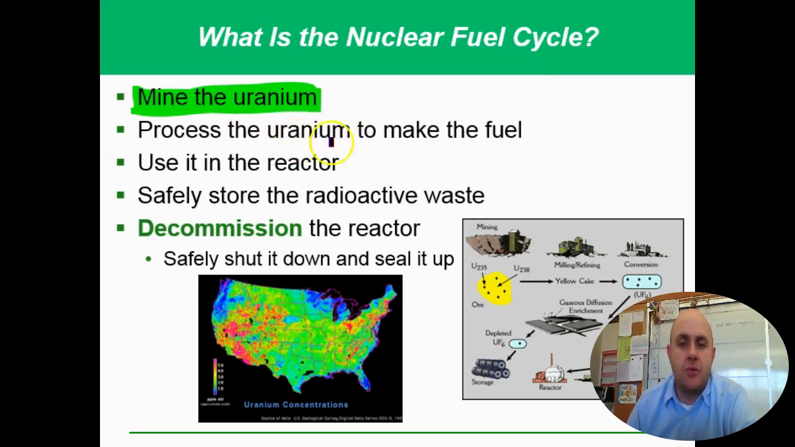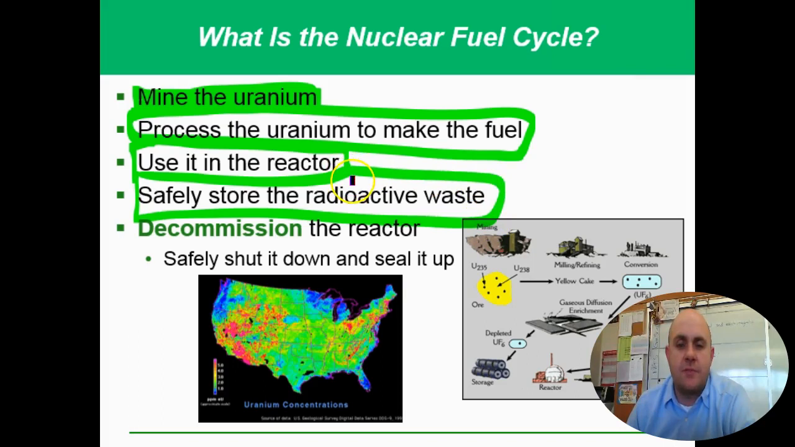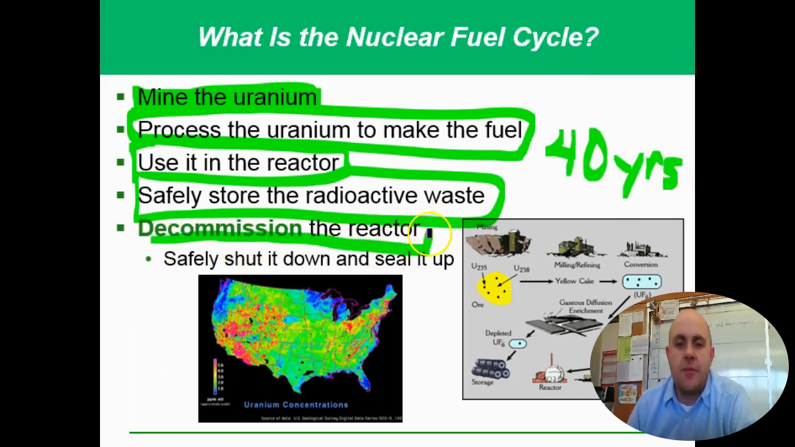Once the uranium's pulled out, it's processed and basically removed from all the gangue, the spoilings, all that kind of stuff, and it's concentrated. Once it's concentrated into uranium oxide, focusing on the 235, it's then used inside the reactor. And then after that, they need to find safe places to store all that radioactive waste that's being made. And then typical life of a nuclear power plant varies, but oftentimes they last to about 40 years. At that point in time, they can be decommissioned and shut down and sealed up and left alone.